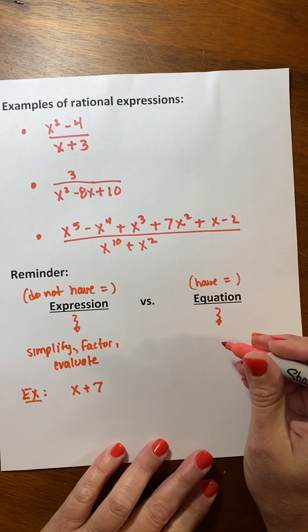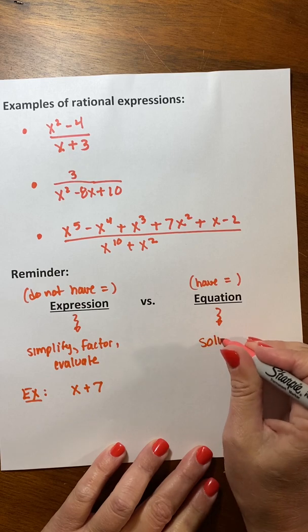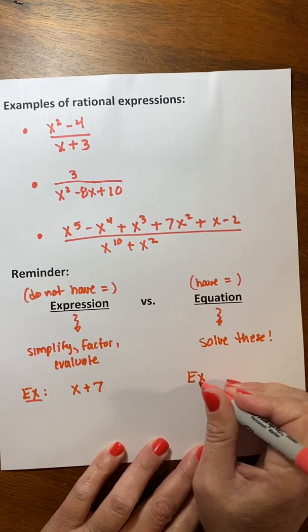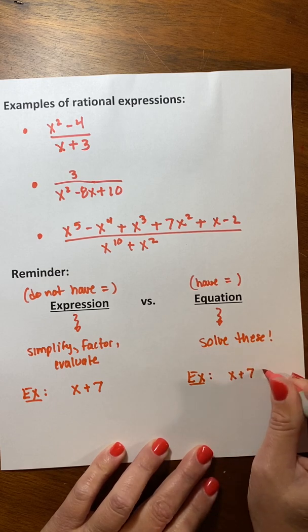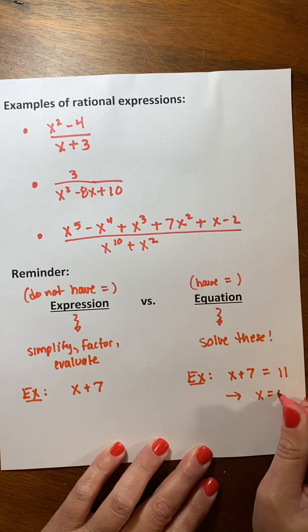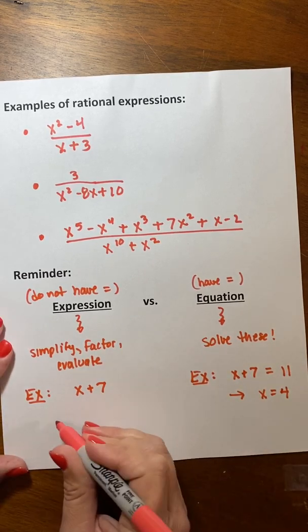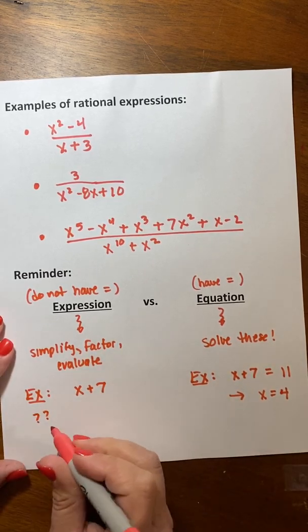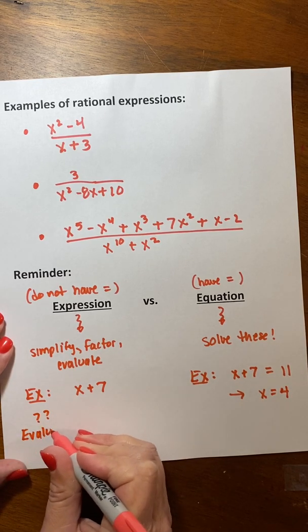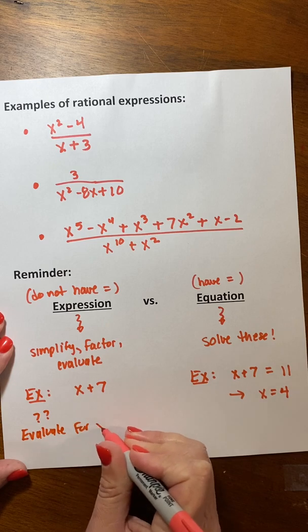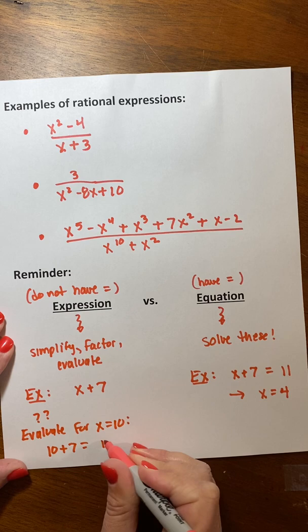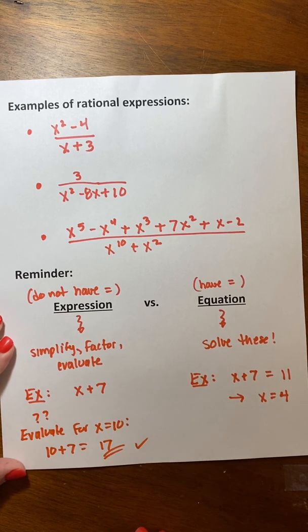We're given an equation, we solve equations. So for example, we might have x plus 7, but we would have the additional information that it equals something. And then we would solve it and would say x equals 4. Here, what are we going to do? I could say evaluate it for x equals 10. And then you would say 10 plus 7 equals 17. And that would be your final answer.